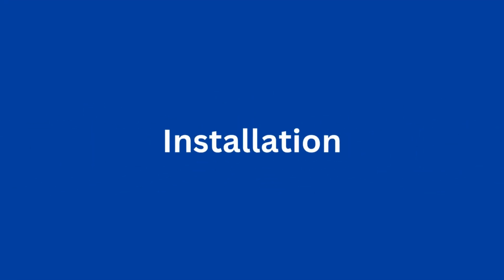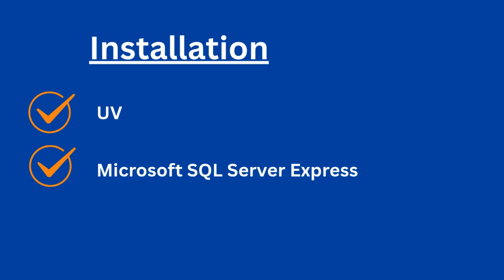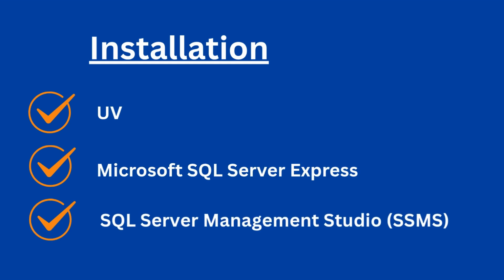So to build this system, there are a few things that we need to set up on our machine. First, you need to have UV installed on your machine. If you don't have it installed, you can watch the video I linked above. I created a step-by-step guide on how you can do that. Also, you need to have SQL Server Express downloaded on your machine. And third, you also need SQL Server Management Studio, although it might not be really compulsory, it's just for us to be able to view all our tables and databases.